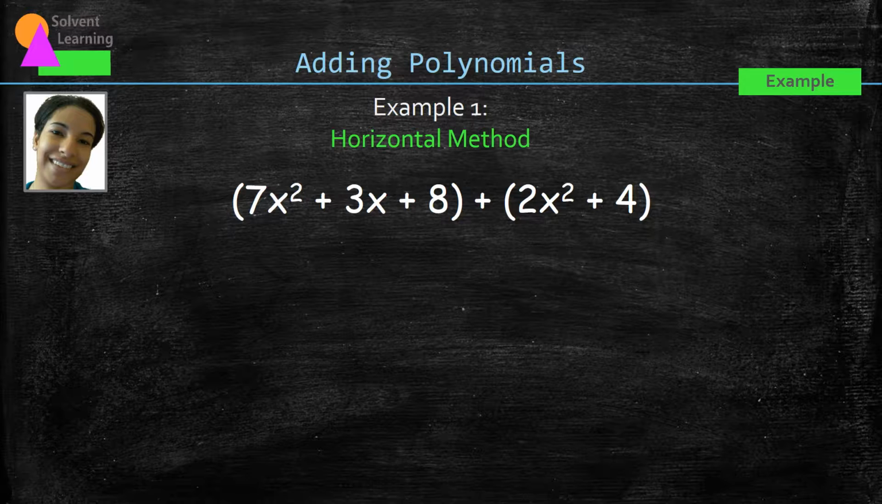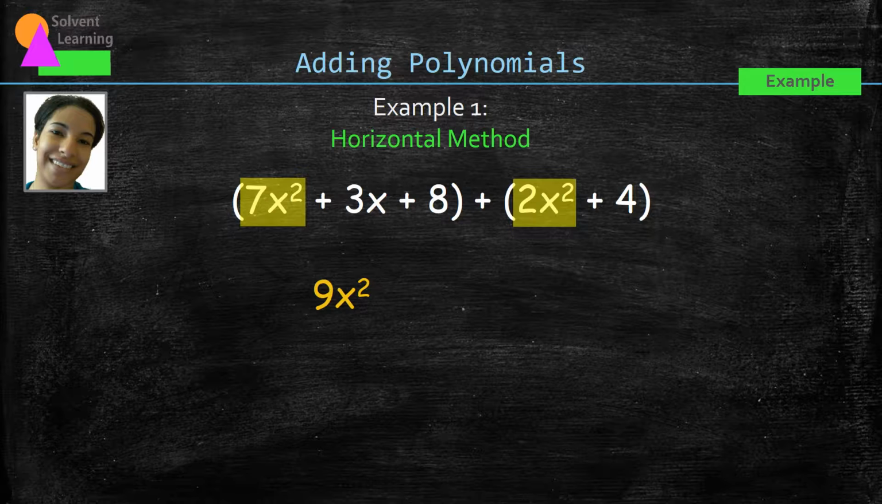Okay. So from the first polynomial, we can see that it's in the first set of parentheses. There's a 7x squared. There's also an x squared term in the second polynomial, in the second set of parentheses. So we can combine those like terms together, 7x squared plus 2x squared, to get 9x squared.